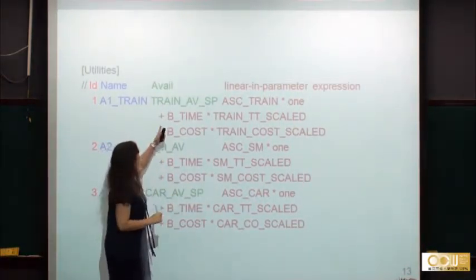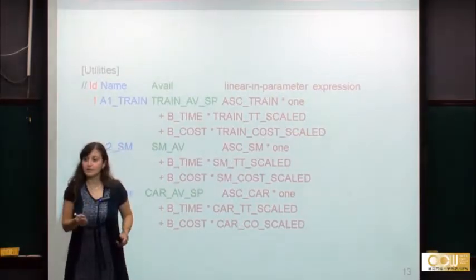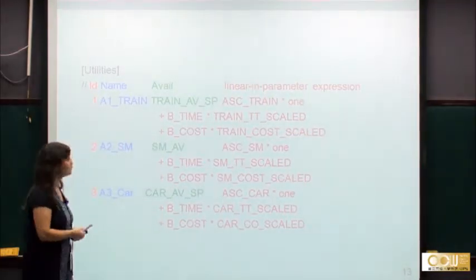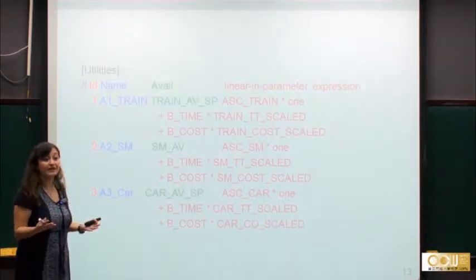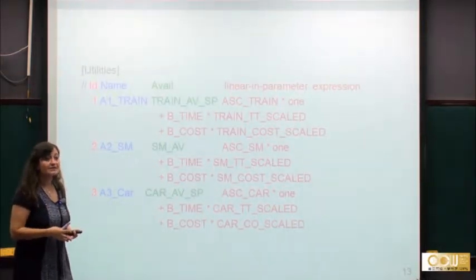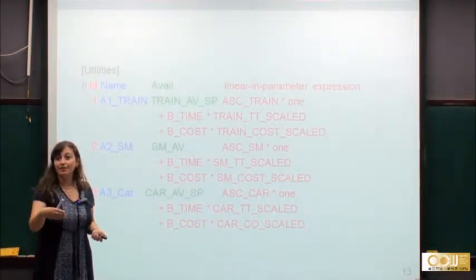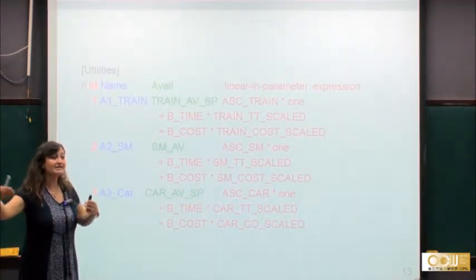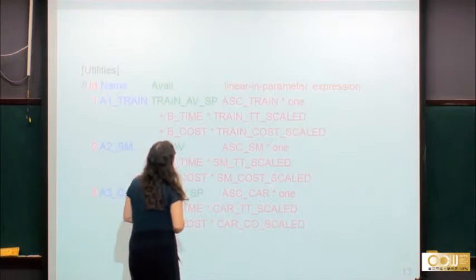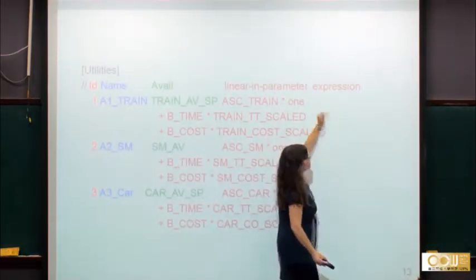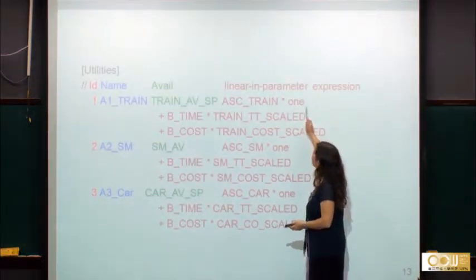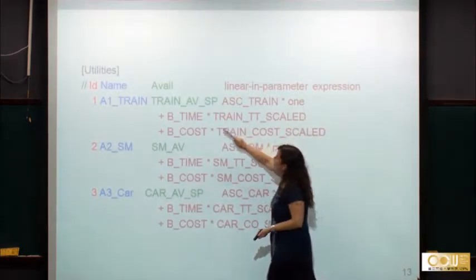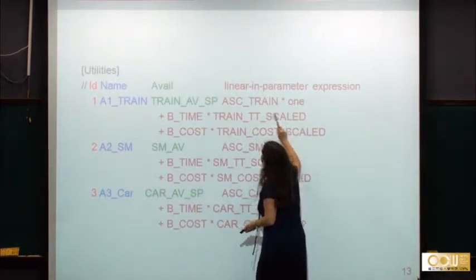So the train is a variable in your model: whether the train is available for that person or not, or it's a variable that you have constructed. For example, you say car is available if license is 1, if I have a license. If I don't have a license, car is not available. And then you have a linear parameter expression, right? You have the alternative specific constant plus the time plus the cost.